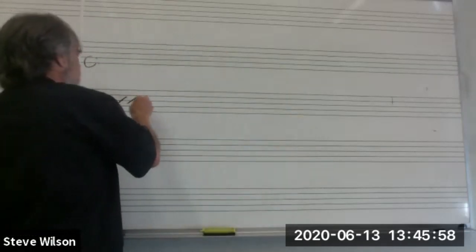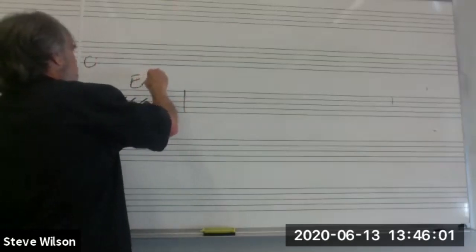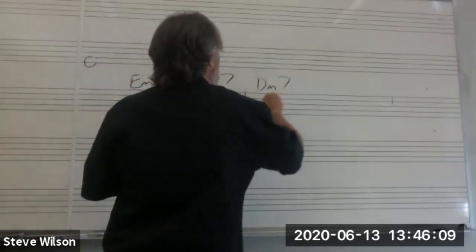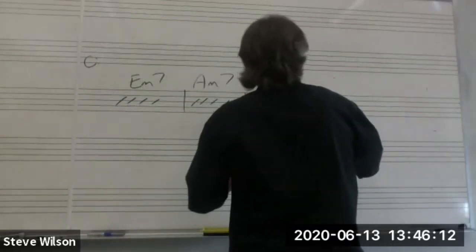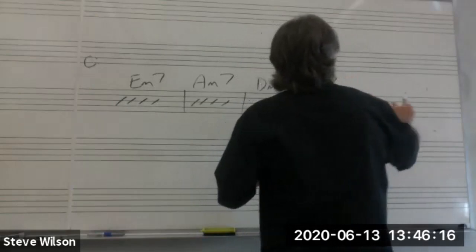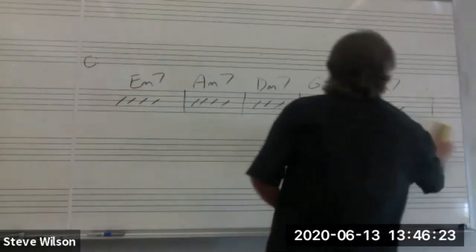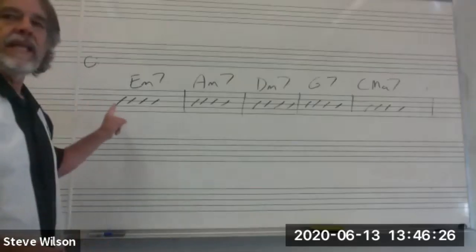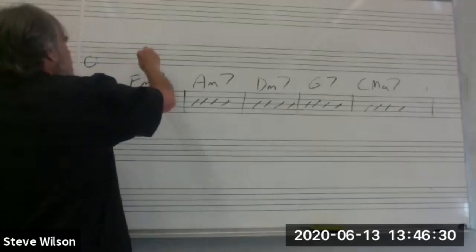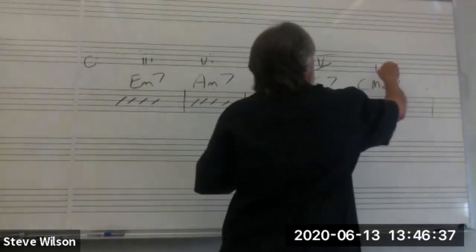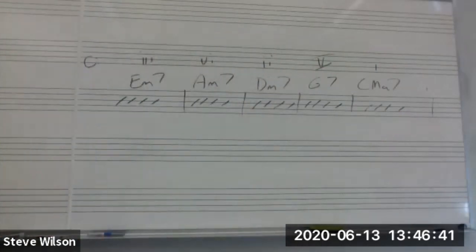If I had a progression that went like this, this is in the key of C, and this is a 3, 6, 2, 5, 1. 3, 6, 2, 5, and 1.